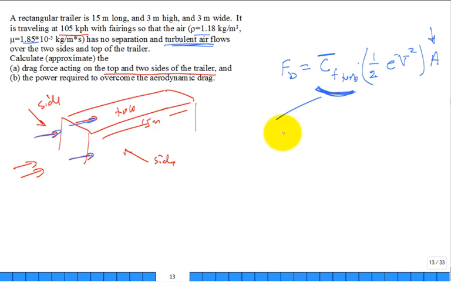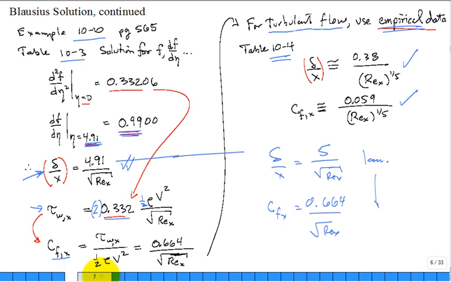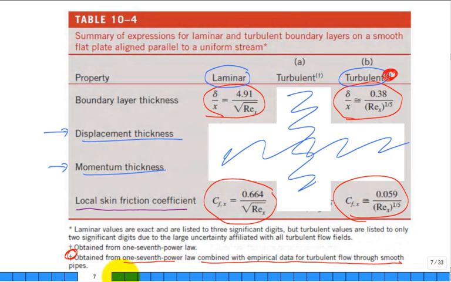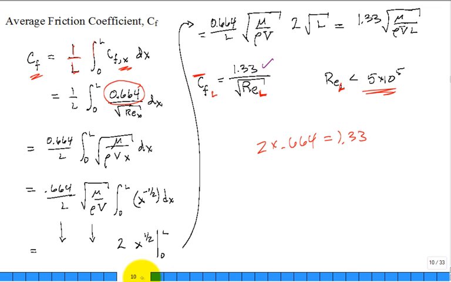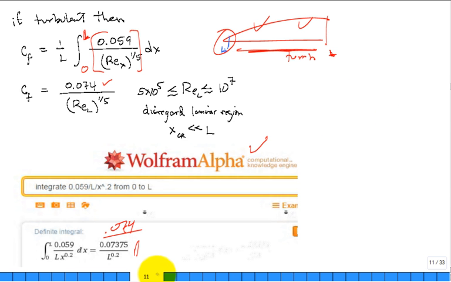And so how do I calculate this average friction coefficient? Well, we look at our table in our textbook. Where did I have that? And we have the local right here. And we have to go from local to average, because somebody already did the integration once, and I don't want to redo it. This was the averaging for laminar flow, but this is the averaging for the turbulent flow. So C sub F average is 0.074.